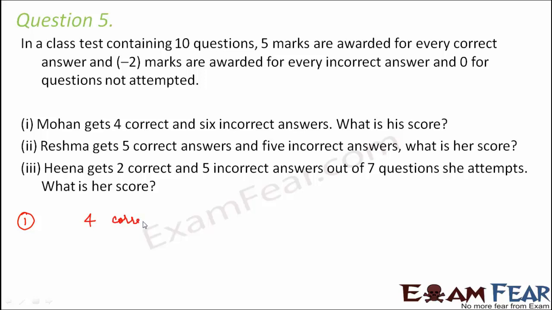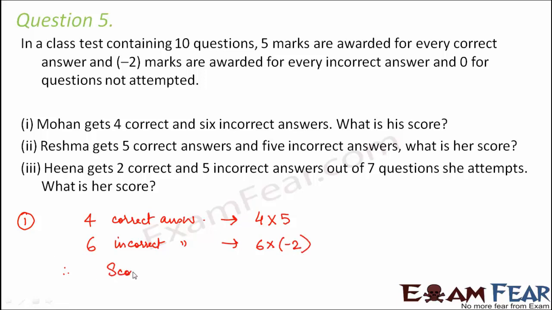So for 4 correct answers, what would be his score? 5 marks are awarded for every correct answer. So for 4 correct answers, his score would be 4 into 5. For 6 incorrect answers, what would be his score? For every incorrect answer, 2 marks are deducted. So 6 into minus 2, because these marks are deducted.